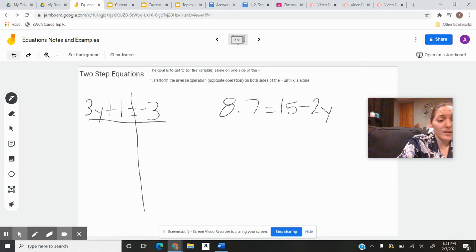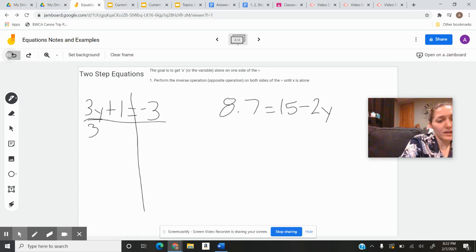The reason why is because if I'm trying to get rid of this 3 first, I have 3 times y. I would have to divide by 3. I couldn't just choose to divide this one part of the equation by 3. I'd have to divide this whole side by 3, which seems kind of complicated, right? Then I would have 3 over 3 times y over 3 plus 1 over 3, and that's just super complicated.